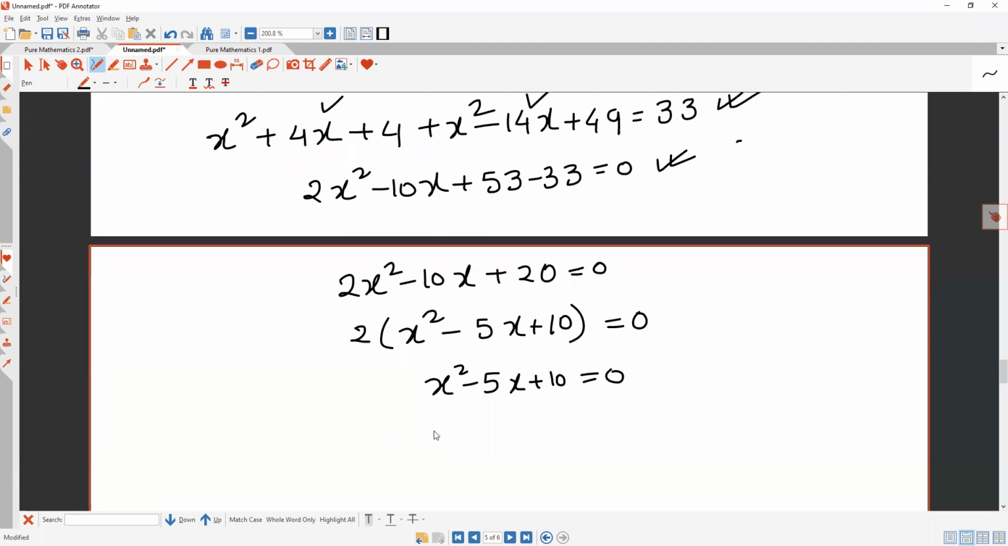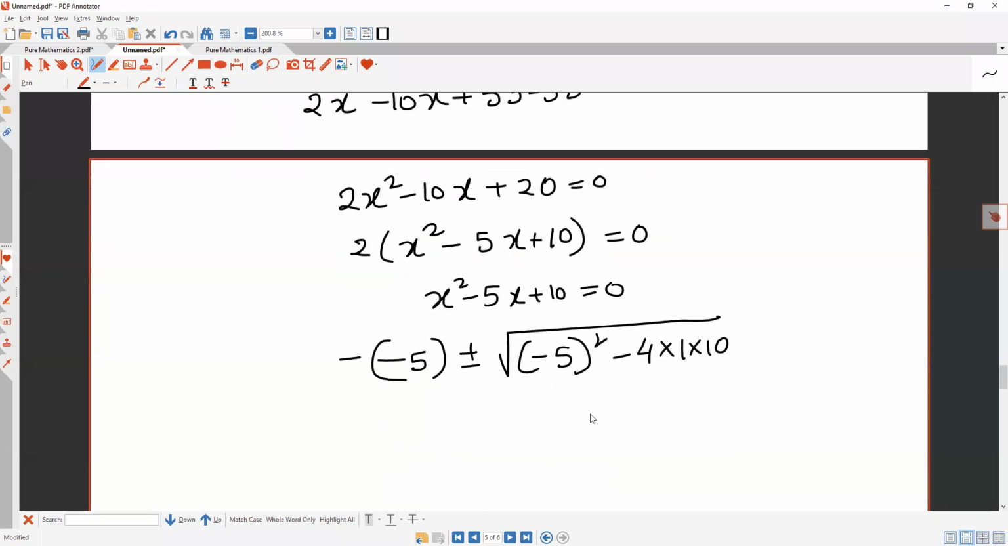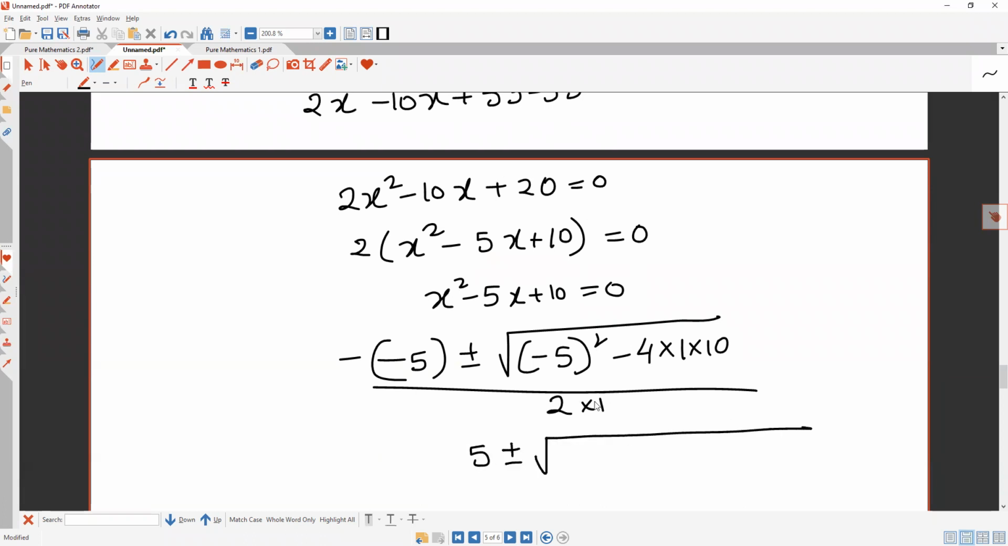Try to solve this. Minus b plus minus root of b square minus 4 into a into c, okay? Now divide by 2a. If you do 2a here, 2 into 1, so this is going to be 5 plus minus root of 5 square, which is 25, minus 40, divided by 2. Clear? Till here, is it clear or not?